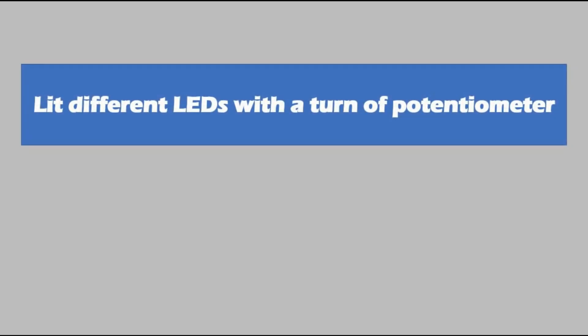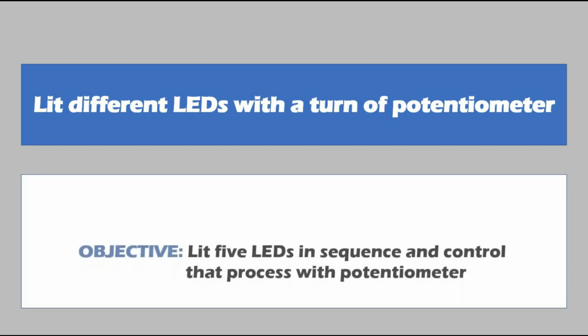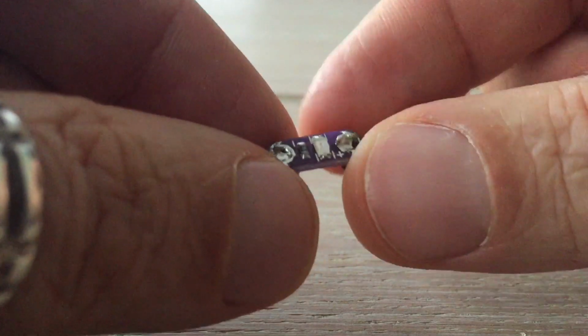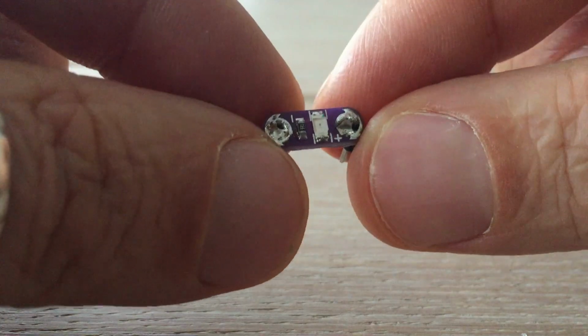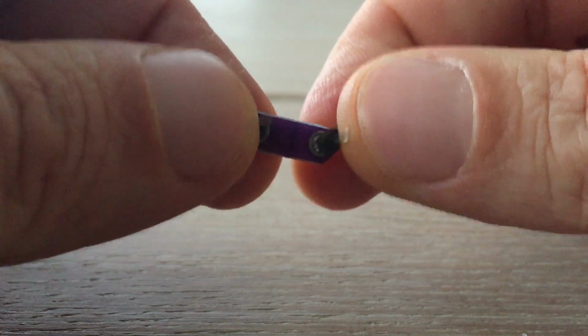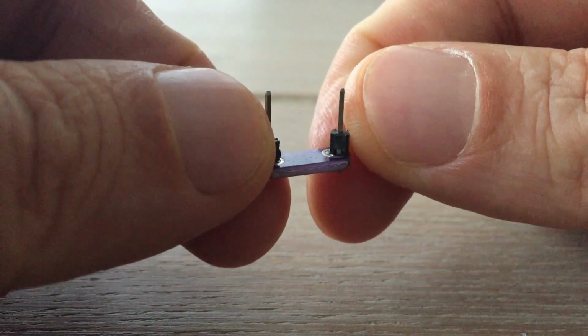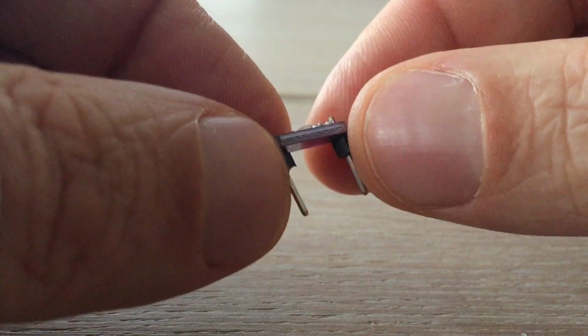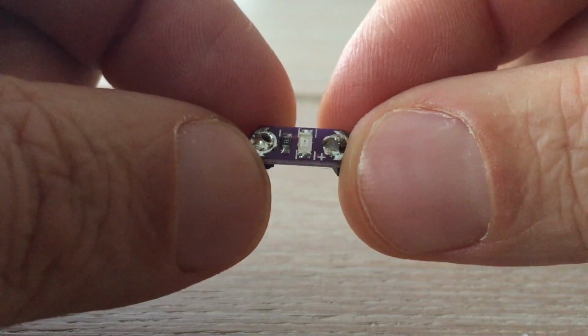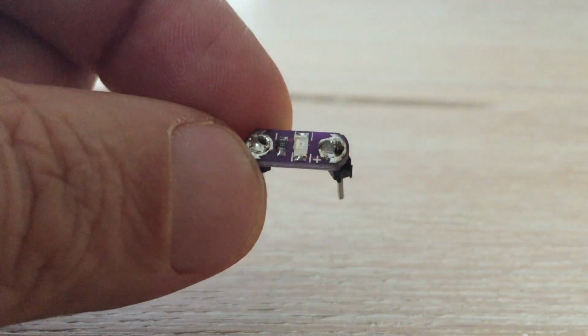In the third project, we want to control 5 LEDs. We want to light them one by one in a sequence controlled by a potentiometer. I chose to use LilyPad LEDs here. They are nice little small PCBs with an LED and resistor on board, so it is saving us a lot of work when wiring the project. I soldered 2 male gold pins to those LEDs so they can be used on the breadboard.